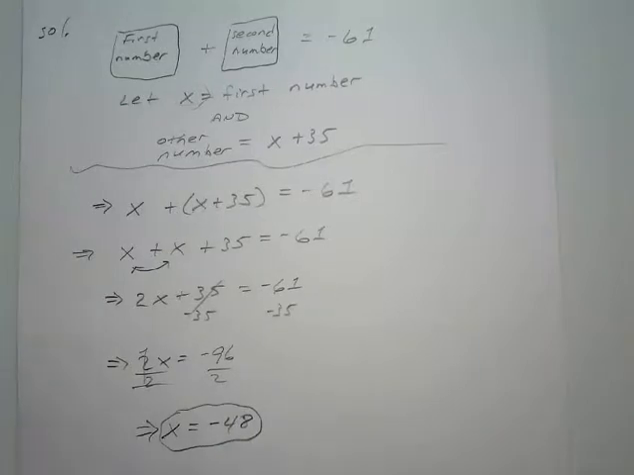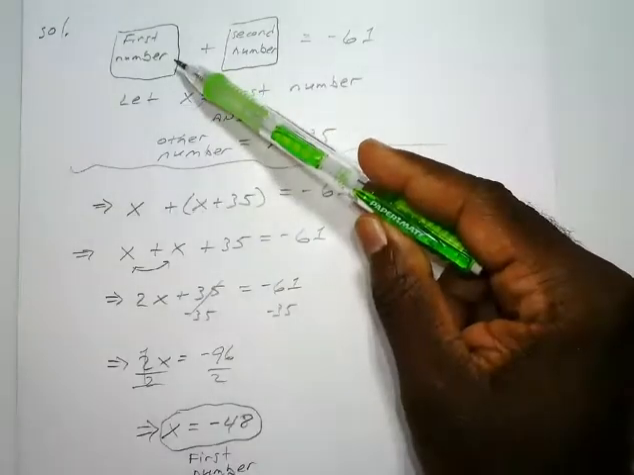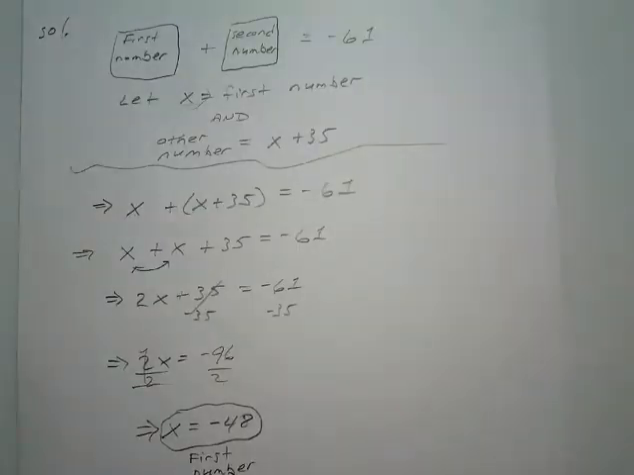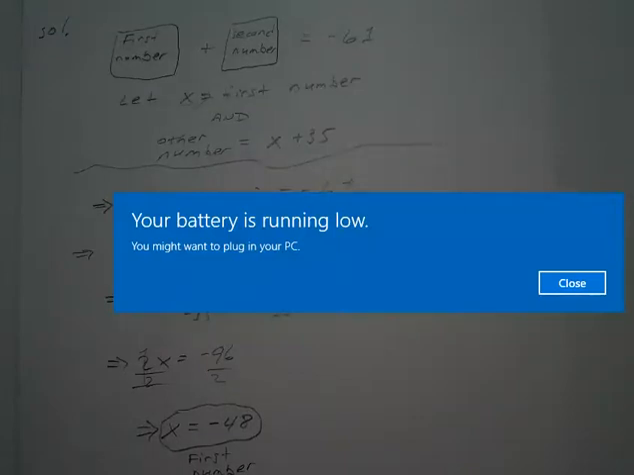Now be really, really careful here. Sometimes when you see this, you're like, okay, I solved for x, I'm done. No, you just solved for the first number. Remember, you have a first number and a second number you have to solve for. So when you just solve for x, you're like 95% done. You're not all the way done just yet.